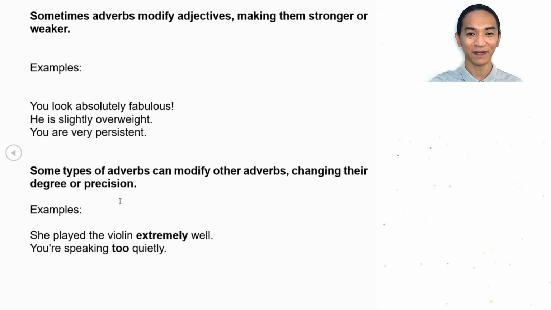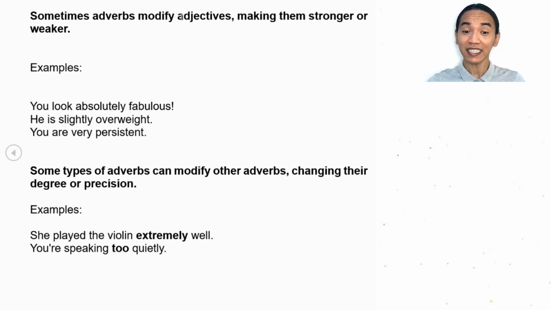Okay? Now, some adverbs modify adjectives, making them stronger or weaker. So when we put some adverbs with adjectives, sometimes we tell the degree or intensity of that adjective. You look absolutely fabulous. So very fabulous. He is slightly overweight, a little bit. And you are very persistent.